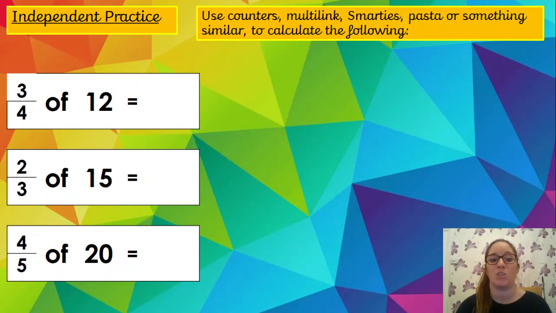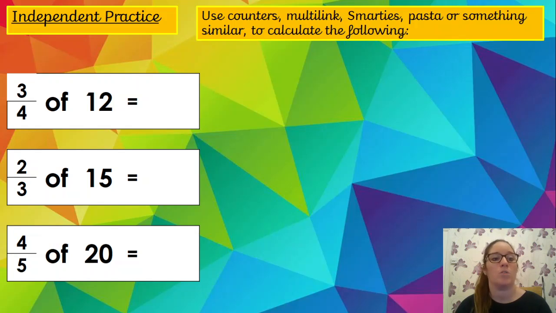When you've got 15 as your whole number, you've got 15 pieces of pasta or Smarties. You're going to divide them equally between 3 groups and count how many you've got in 2 of the groups out of the 3. And then for this one, you're going to have 20 counters. You're going to divide it equally between 5 groups, so how many do we have in each group, and you're going to count 4 of the groups to see what the total is, and that will tell you the fraction of 4/5. So pause the video, have a go at doing those, and then come back when you're ready for the answers.